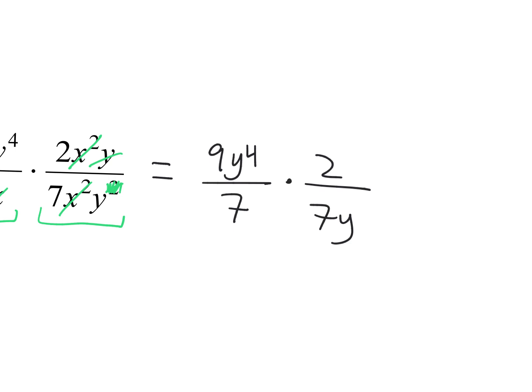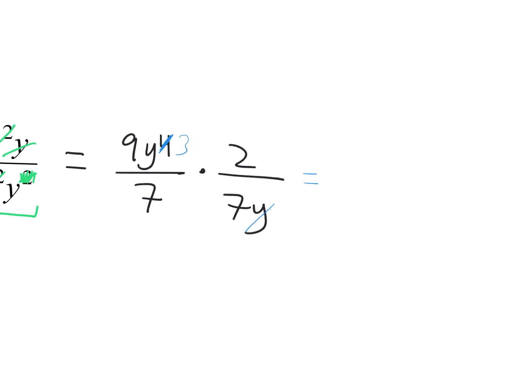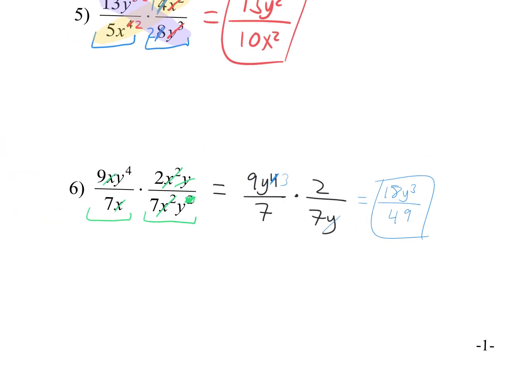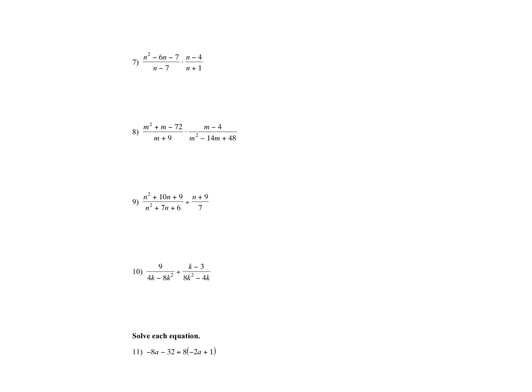So everything on the top, everything on the bottom, we just want to see what cancels. What can cancel with this y on the bottom is 1y on the top. So we take out 1y from 4y's, we're just left with 3y's. So our final answer: 9y cubed times 2 is going to be 18y cubed. And then the bottom, 7 times 7 is just 49. All right, let's keep going.